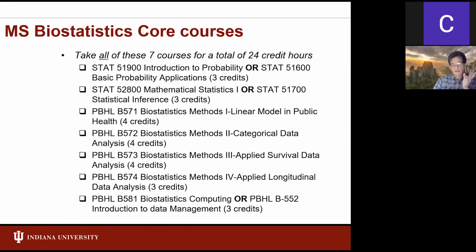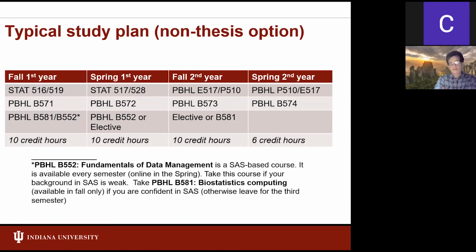Anyway, let me just go through a typical study plan. The first year you will take the probability course, for sure, you have to take that. More important, because this can also be taken in the third semester, it's critical that you take 571. If you miss that, you will stay longer than 2 years in the program, because there will be no option of taking that until your third semester.